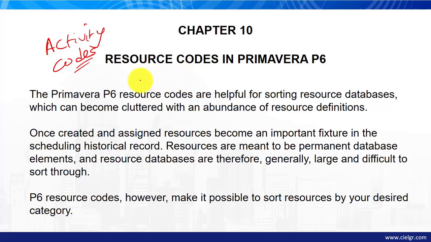The resource code, just like we saw in the activity codes, also helps us to group and sort our resources. Because sometimes you can have various resource categories within your database, and then you may have a situation where these resources are assigned to specific groups, individuals, subcontractors, as the case may be. So it makes it possible for us to sort our resources according to whatever categories or whatever headings or subheadings that we choose to sort. That's one key thing that the resource codes actually help us to do in Primavera P6.